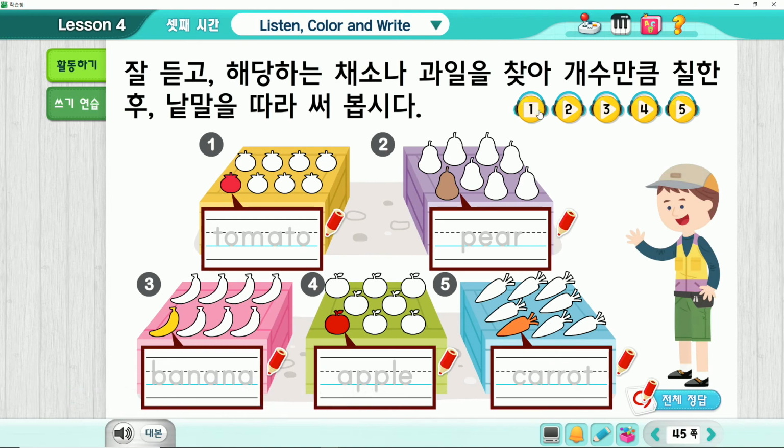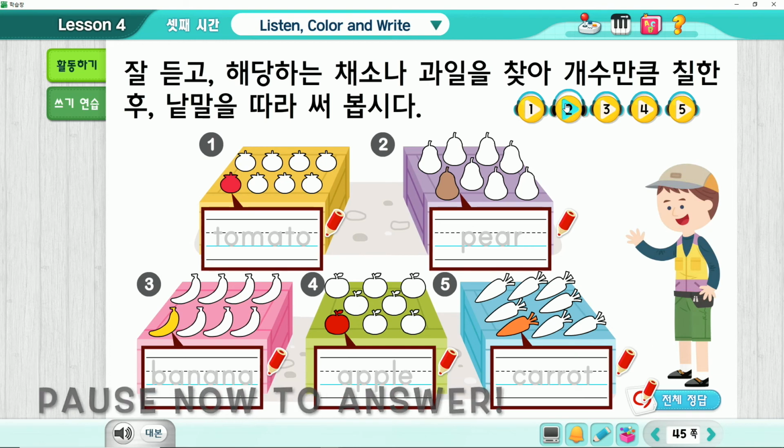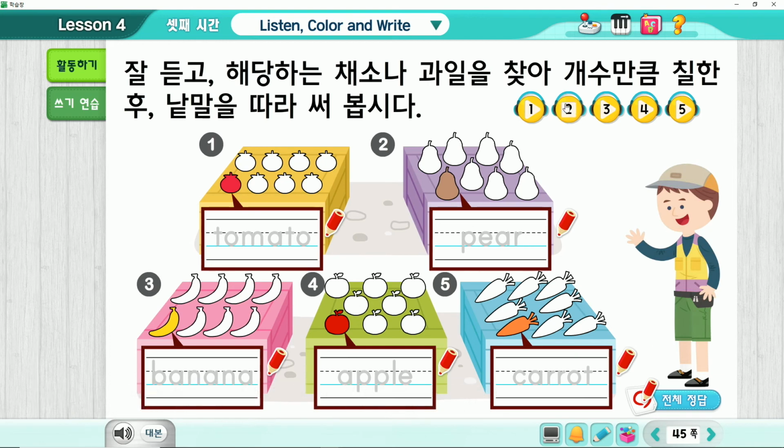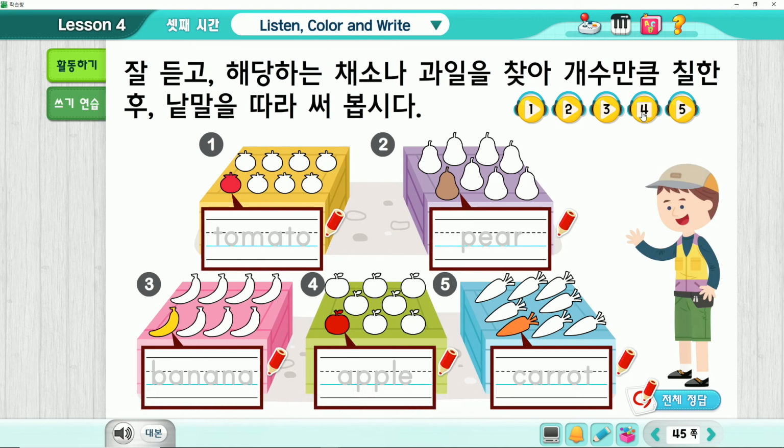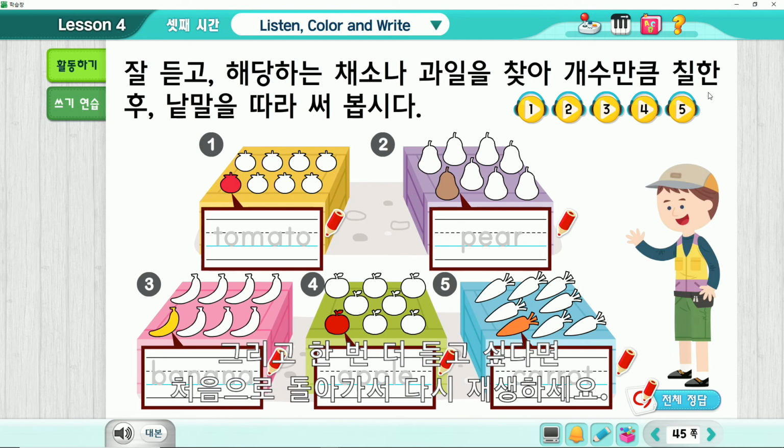How many tomatoes? 7 tomatoes. How many pears? 5 pears. How many bananas? 4 bananas. How many apples? 6 apples. How many carrots? 3 carrots. Press pause before we go next. And if you need to listen one more time, then just play back.